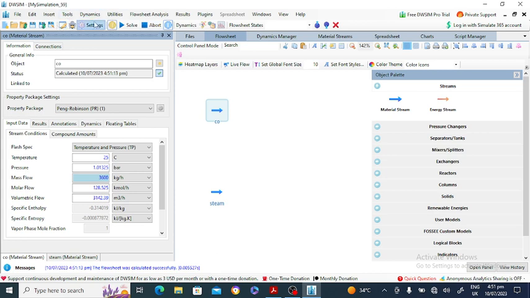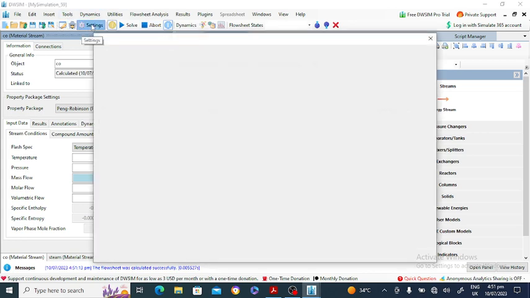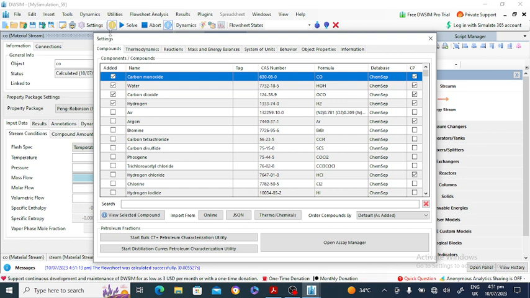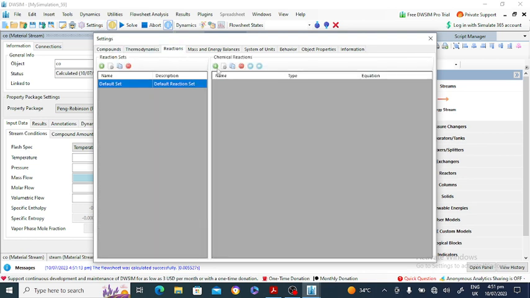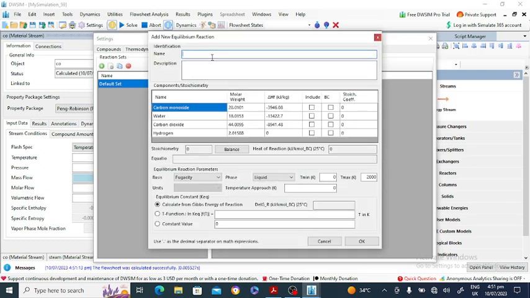Now go to settings and add the reaction. Click on settings and here go to the reactions. Click on the add button and select the equilibrium reaction. Name it, suppose reaction number 3. In this reaction 1 mole carbon monoxide reacts with 1 mole steam, and it produces 1 mole carbon dioxide and 1 mole hydrogen. Suppose carbon monoxide is the base component, and the coefficients are 1, 1, 1.